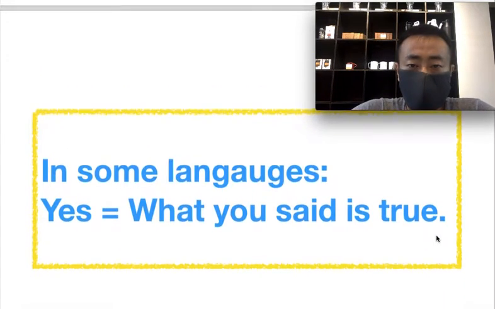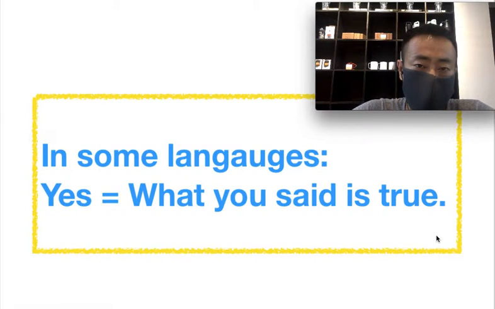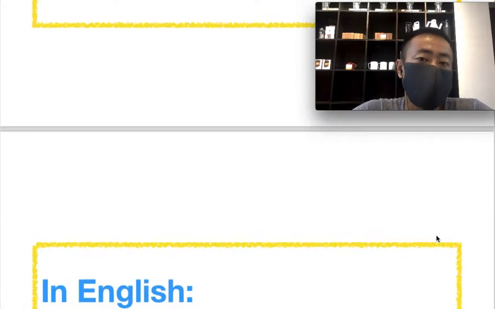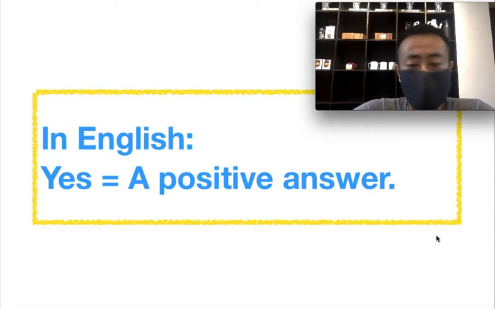In many languages, people say yes when they agree with someone or admit what someone just said is true. In English, it's a bit different. People say yes when they want to give a positive answer. The difference might not be that obvious to you at the moment, but let me give you two examples.